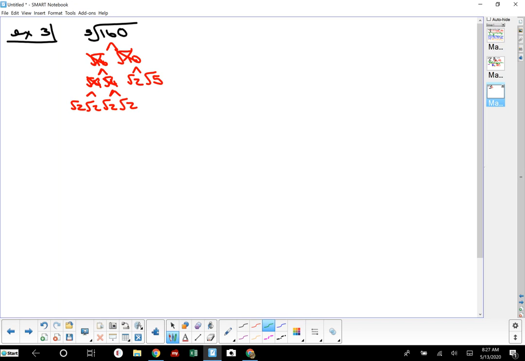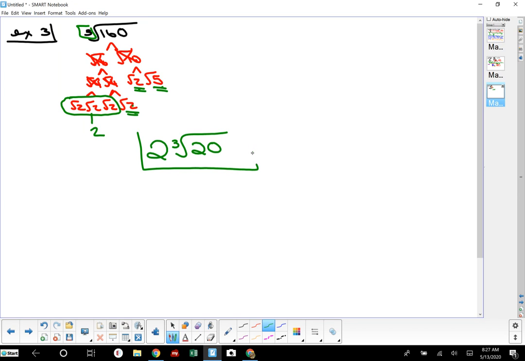Okay, so now we need, our index is 3. So I have 1, 2, 3 of these that are going to give me a 2. And then I have a 2 and a 5 that don't have a triple. I can't say pair up because they're not pairing. You need 3 of them. So this 2 is going to come out. And then the cube root, 2 times 2 is 4, times 5 is 20. So we're going to have the cube root of 20 inside that box.